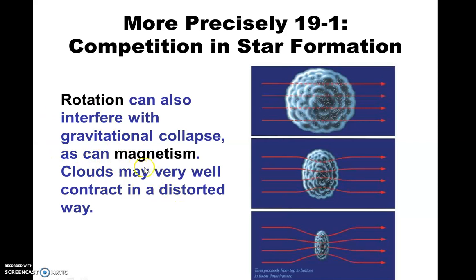This is an interesting idea: the magnetic fields will actually distort the cloud, so they don't necessarily collapse in a spherical manner, at least not at first. You can just keep that in mind. So these are the things that work against collapse: heat, rotation, and magnetism.